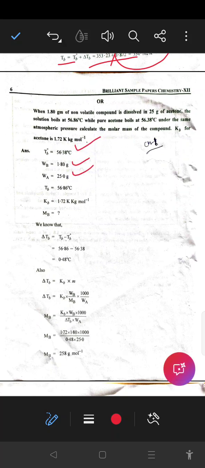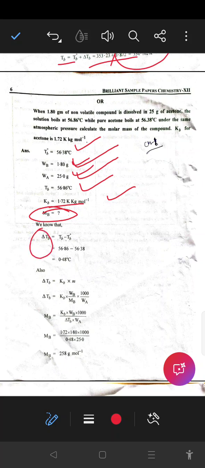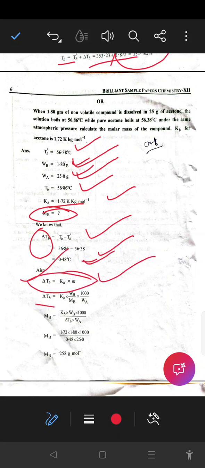Next, again a question from the same chapter. The boiling point of the pure solvent, TB note, is given, the weight of solvent is given, the weight of solute is given, the boiling point of the solution TB is given, and KB is given. So we will calculate the molar mass MB of the solute. First we have to calculate delta TB, where delta TB equals TB minus TB note. Put in all the values. Then by using the relationship delta TB equals KB into molality M, where molality is given mass over molar mass multiplied by 1000 divided by weight of solvent, we calculate MB and get 258 gram per mole.